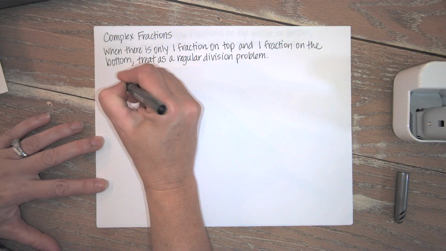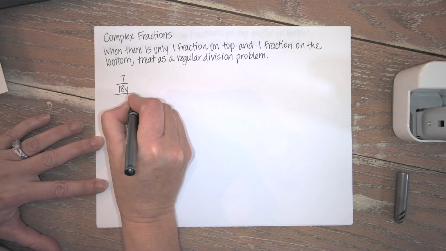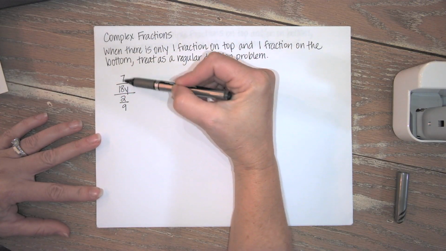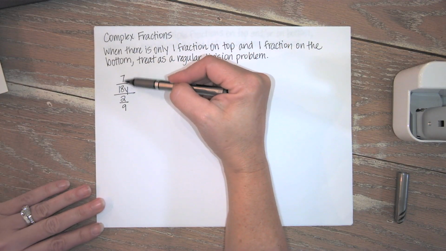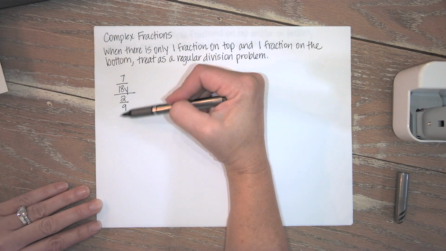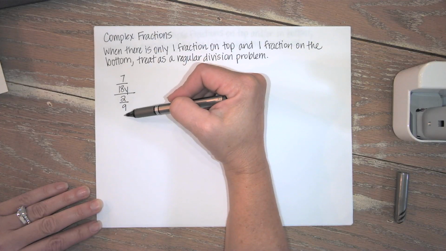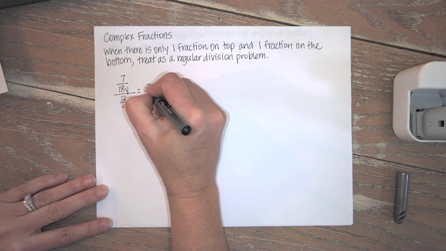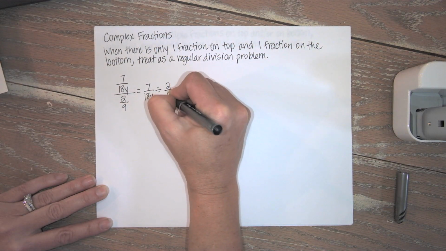So let me give you an example of that. If I have 7 over 18y over 2/9. As you can see, this is a fraction made up of other fractions. But since we only have one fraction on top and one fraction on the bottom, this is technically just a division problem with rational expressions. So this is equivalent to 7 over 18y divided by 2/9.